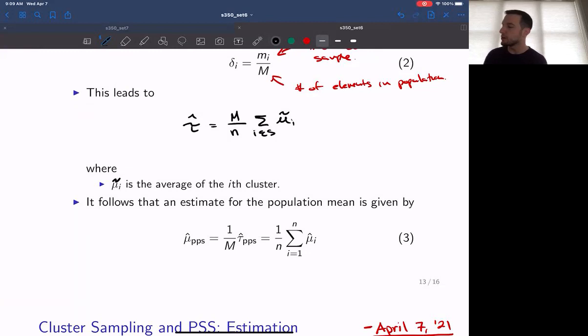And from this, we can show that the estimate of the mean is simply the average of the means from each of the clusters. So when we use a cluster sampling scheme, but our estimators are based off of selection probabilities that are proportional to the size of the clusters, we actually get a very fundamental form for our estimator of the population mean and our estimator of the population total.